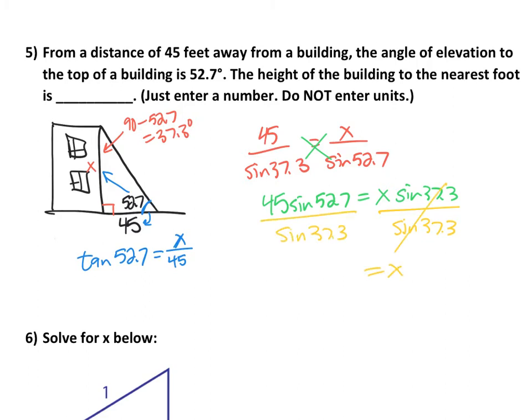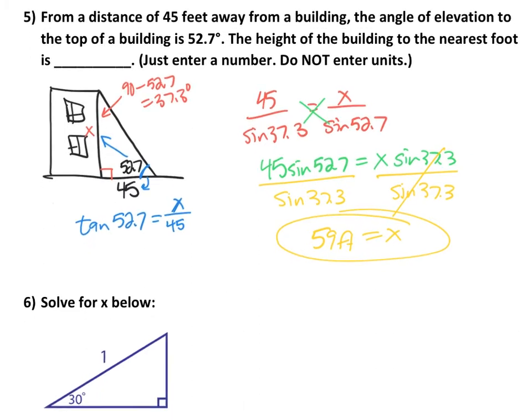And that would be x. Okay, the height of the building. So 45 sine 52.7, and then divide that by sine 37.3, and it comes out to about 59.1. It says nearest foot, so 59. So 59 feet. Okay, that'd be about, to the nearest foot, 59 feet.